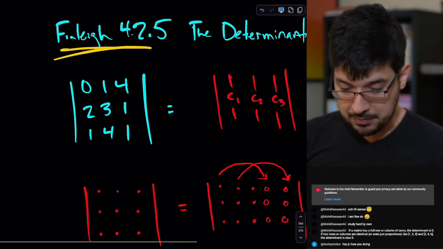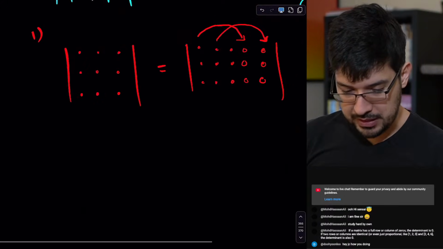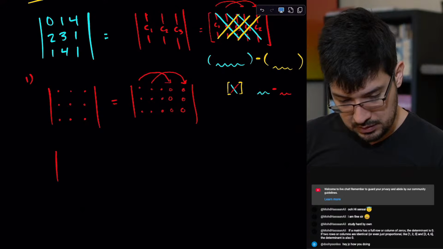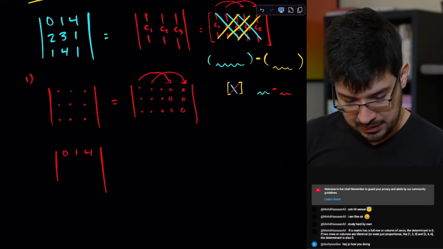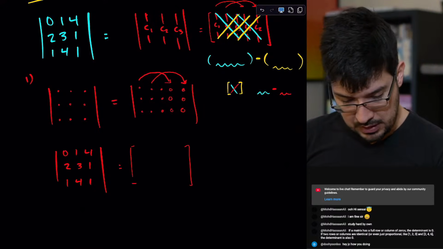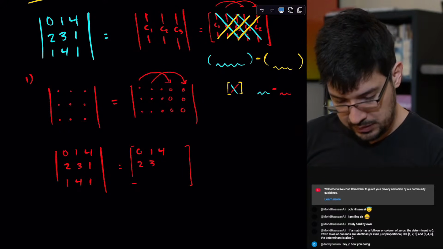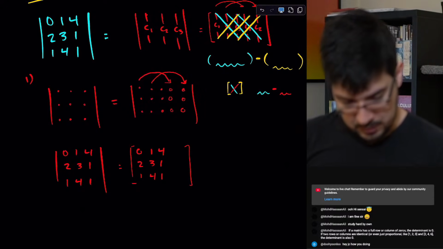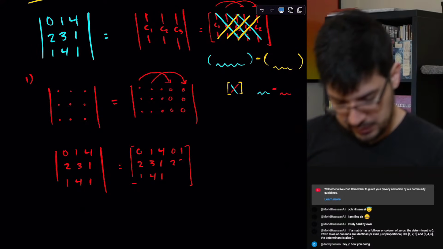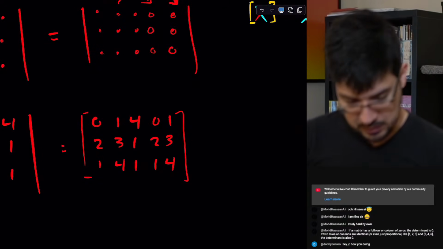So I'm going to work this problem two different ways. First, we're using our one weird trick. So let's put this in practice. Let me show you what I mean exactly. The determinant of this is going to equal, so I write the matrix again, 0, 1, 4, 2, 3, 1, 1, 4, 1, 0, 1, 2, 3, and 1, 4. So I copied the first and second columns.